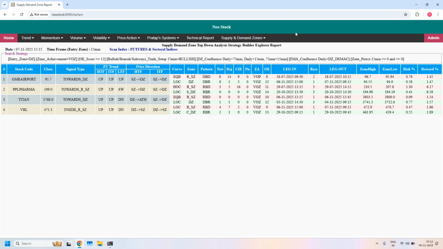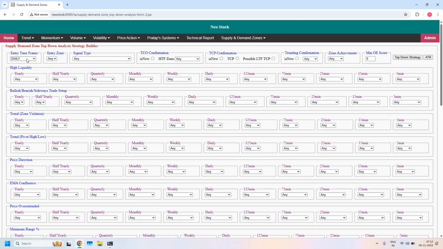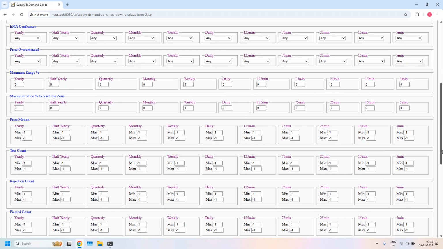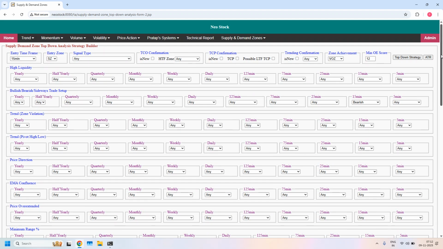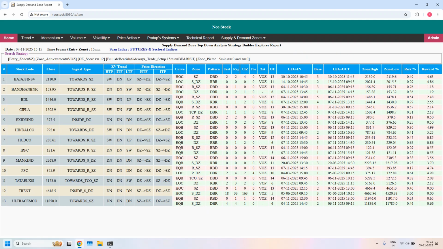Okay, next, bearish trade setup for daily income trade. Entry time frame zones are 15 minutes supply zone. Bullish or bearish, at 15 minutes I am selecting bearish. Zone achievement violated, opposing zone, minimum order enhancer score 12, and 15 minutes supply zone should not be pierced. So in the pierced count parameter, at 15 minutes time frame, I am setting minimum value 0, maximum value 0. With these filters, we got 13 stocks.